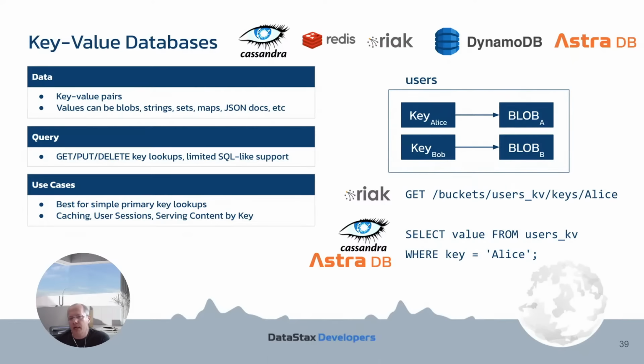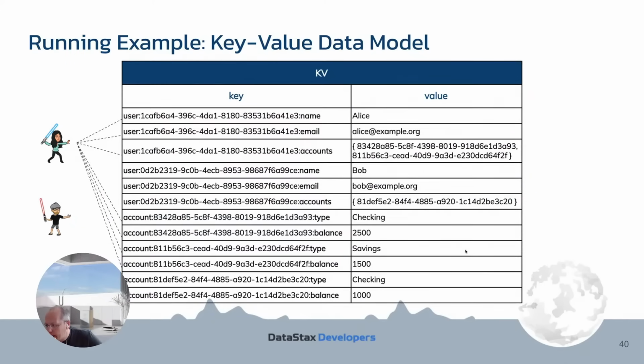So here's an example of how you may retrieve data for Riak, which is one key value NoSQL database. This is how you're going to retrieve the key with name Alice from bucket users underscore KV. For AstraDB and Cassandra, the example will look like a SQL query, select value from users underscore KV where key equals Alice. So this is one example of how you're going to be able to model the same data for our Alice and Bob users and their accounts. Okay, so we basically went to the lowest level of granularity. We could have modeled it as the key being Alice ID or user ID, and everything else is stored in a blob.